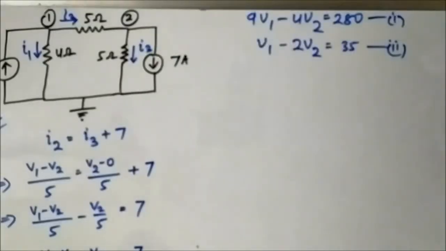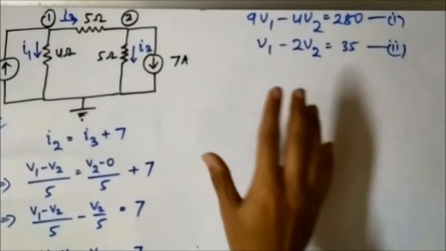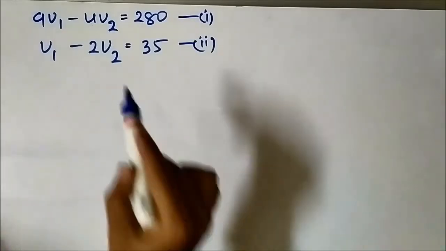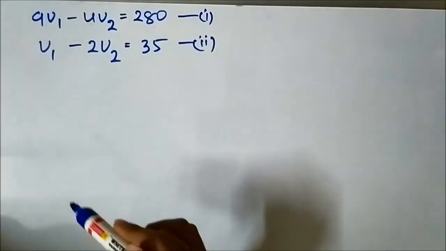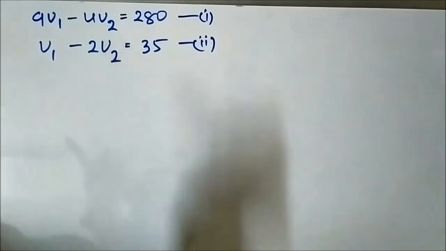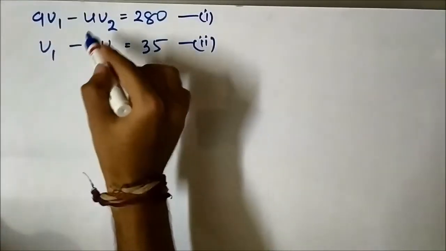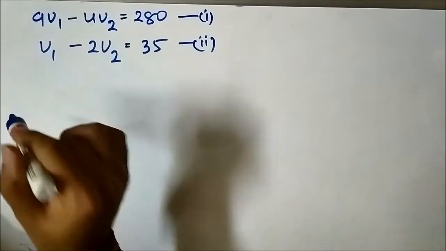Now there are various approaches. First one is substitution, variable cancellation, Cramer's rule. It's your choice. Here we are going to go with variable cancellation first, and in a separate video I will demonstrate how to use Cramer's rule. So here we have the two nodal equations for node 1 and node 2, and we have to solve them using the variable cancellation method, cancelling out one of the variables.